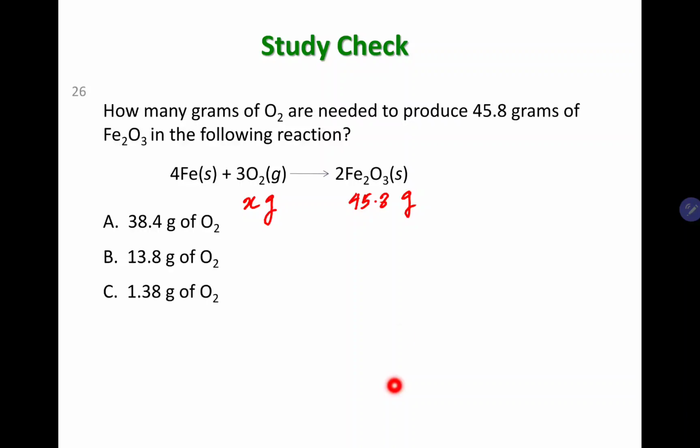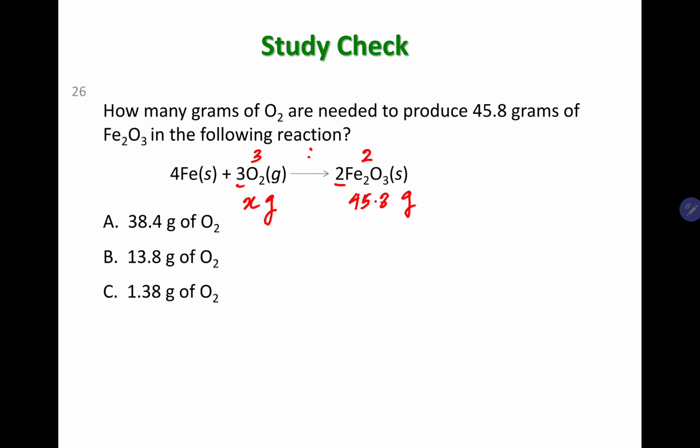For this calculation you will need a mole ratio, and this mole ratio will be constructed by using 3 and 2. Why? Because they are the coefficients that are responsible for oxygen and iron 3 oxide. So these are the coefficients of interest. So basically 2 moles of iron 3 oxide will give you 3 moles of oxygen. That is something that you already know.